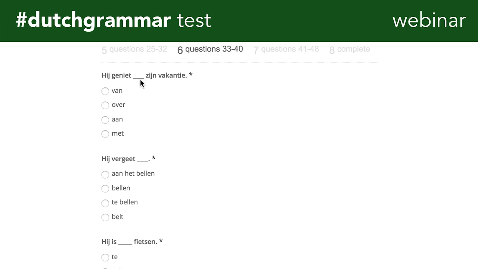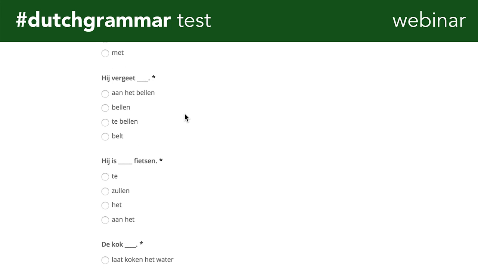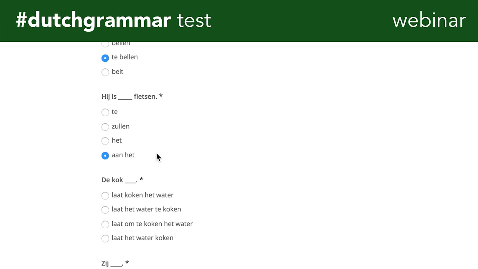Verb preposition combinations, lesson 38. Genieten van means to enjoy. Then, hij vergeet, lesson 37. Vergeten is one of the verbs that when you combine it with an infinitive, we add the word te in front of the infinitive. Hij is fietsen. Lesson 42. The verb zijn in combination with an infinitive, but with aan het in front of the infinitive indicates that the subject is busy with the activity. Aan het. Answer 4.